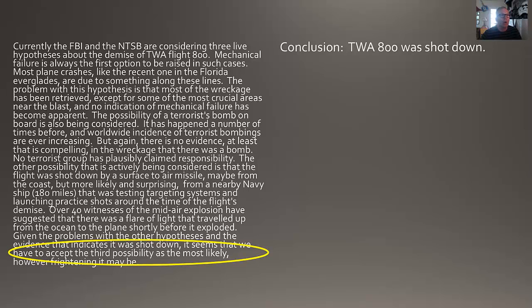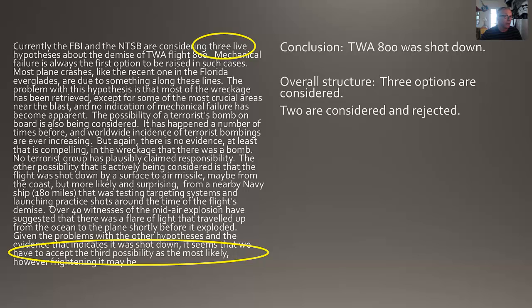Okay, now why do I think that's the conclusion? Well, the author says, given the problems with the other two hypotheses, it seems that we have to accept the third possibility as the most likely. So there are three options that they're considering, and there's my indicator. Two are considered and rejected: the mechanical failure option and the terrorist bomb, and the conclusion is drawn in favor of the third.